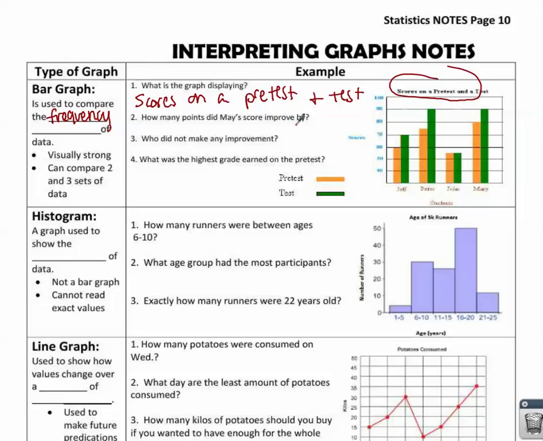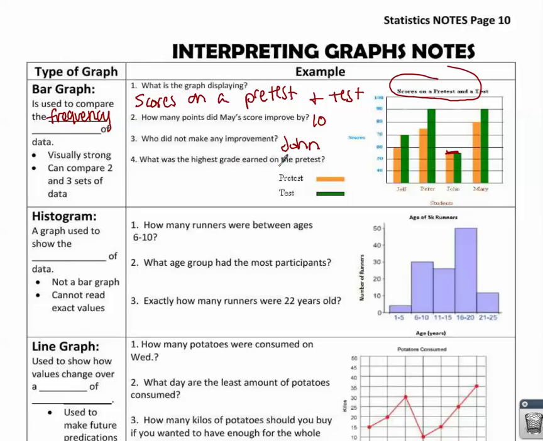How many points did Mary's scores improve by? So you come down here. That should be Mary's. So Mary's pretest started at an 80 and then it jumped to a 90. So it improved by 10 points, or 10% actually. Who did not make any improvement? That would be John, because you can notice his pretest and post-test were the same height.